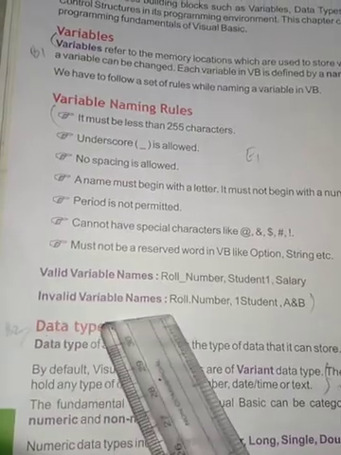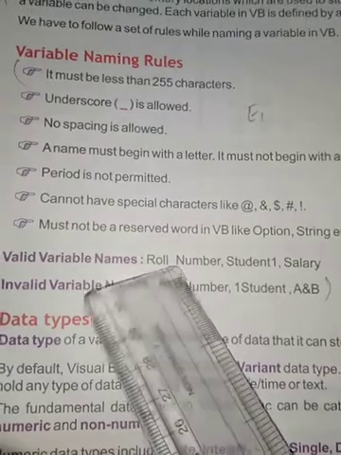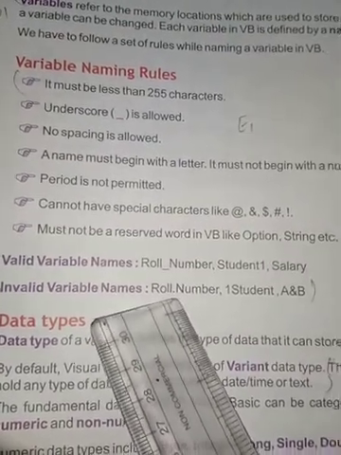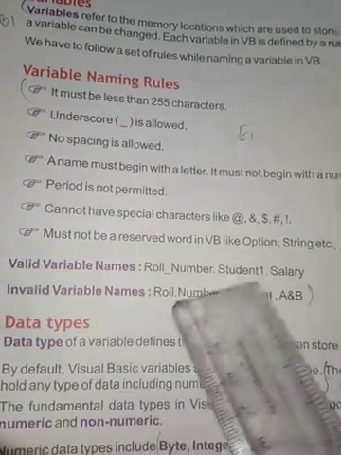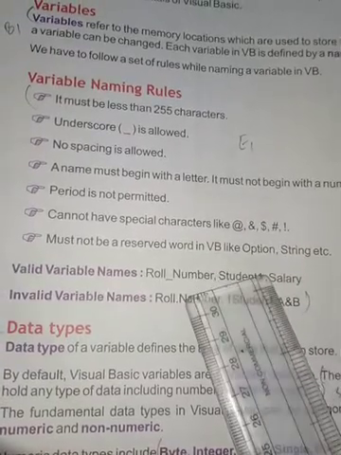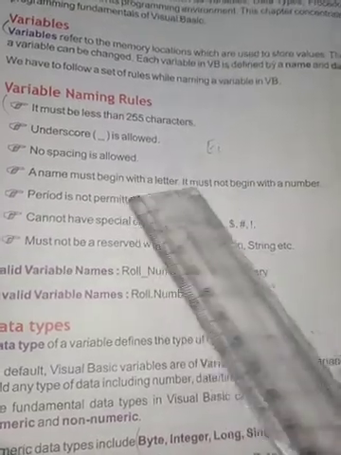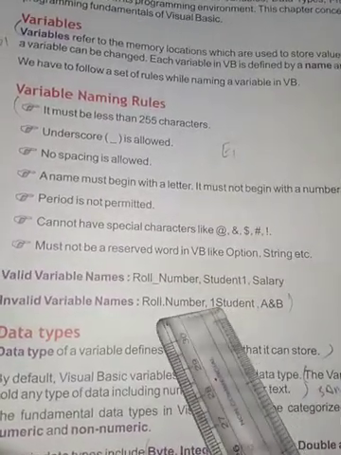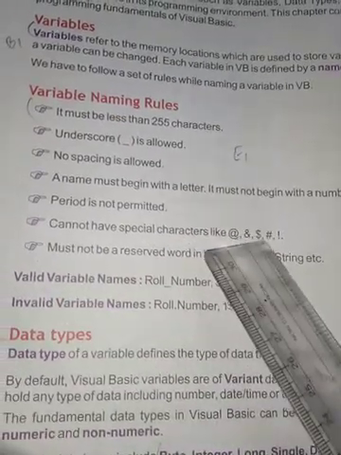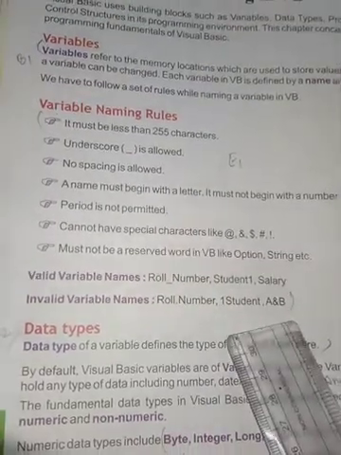Invalid variable names are serial.number. They've used a dot. Underscore is allowed, but dot is a special character again, so you cannot use it. So it is an invalid variable. Here 1student: they used the number at the beginning itself, and it must not begin with a number, so it is invalid. A and B: they've used and as a special character, so it is an invalid variable.